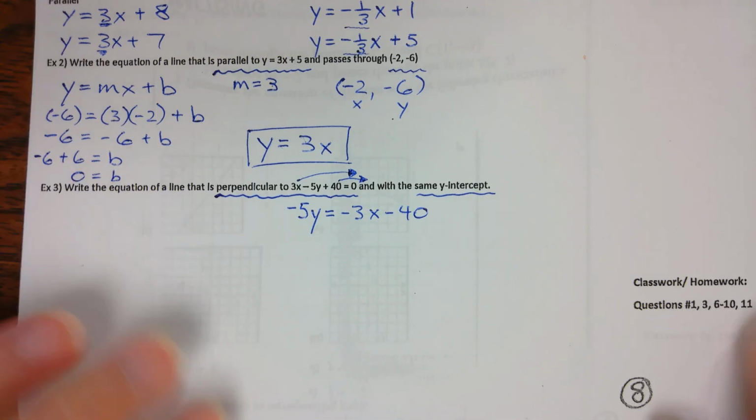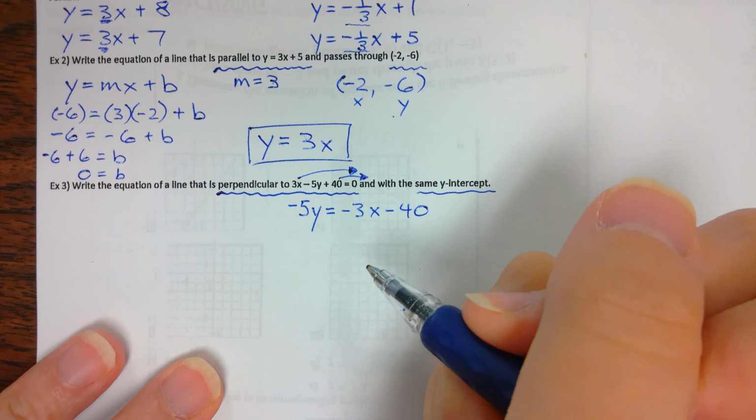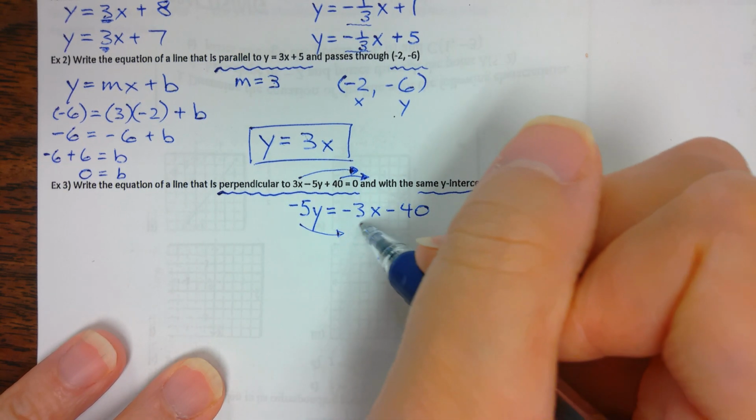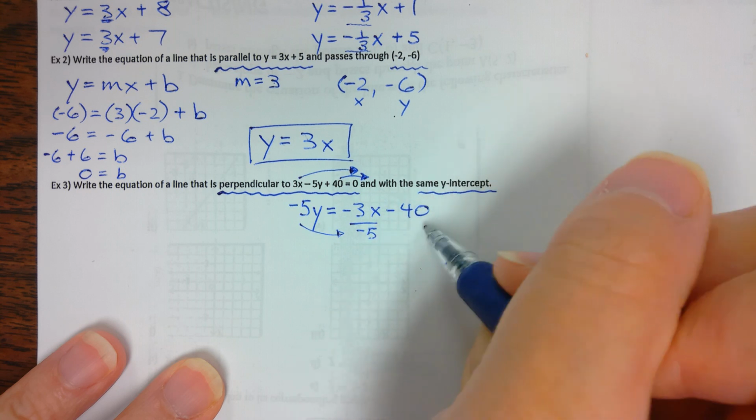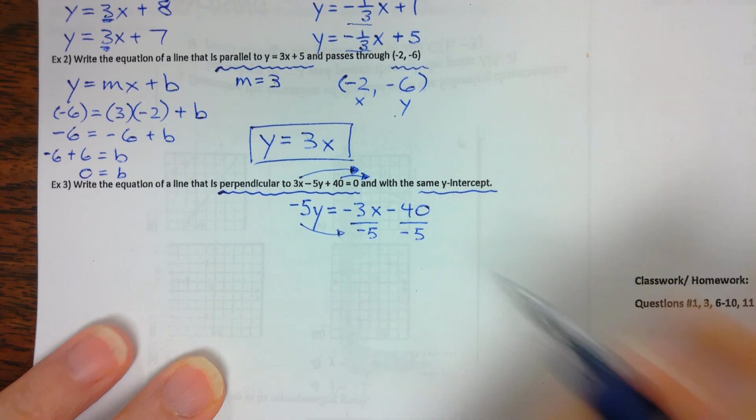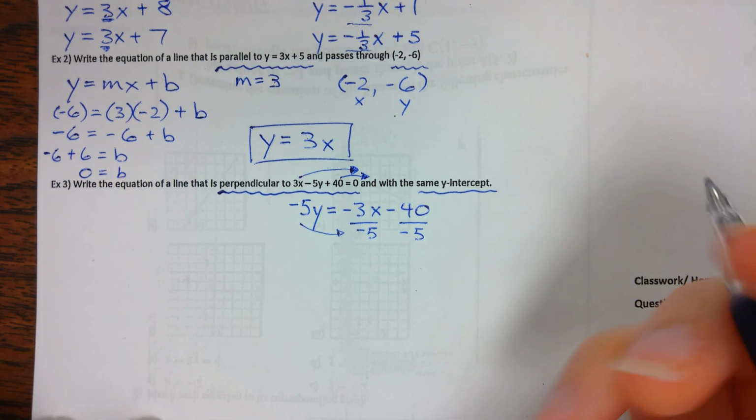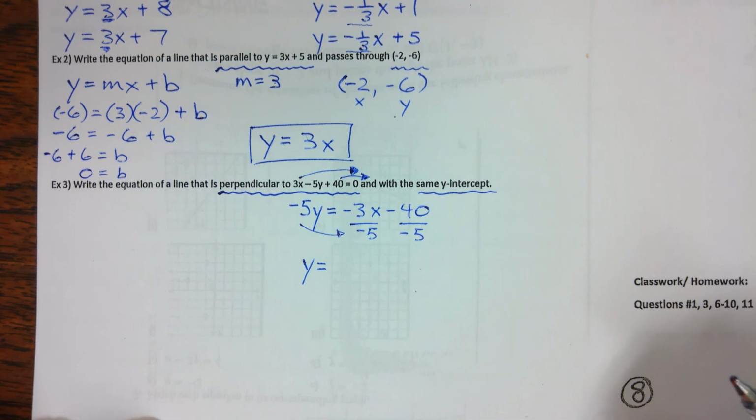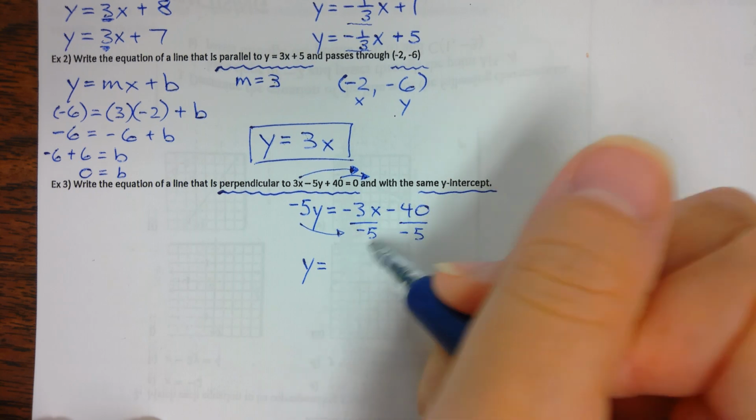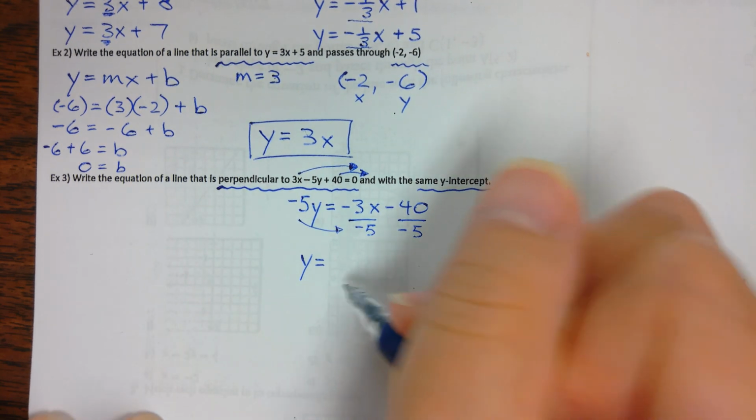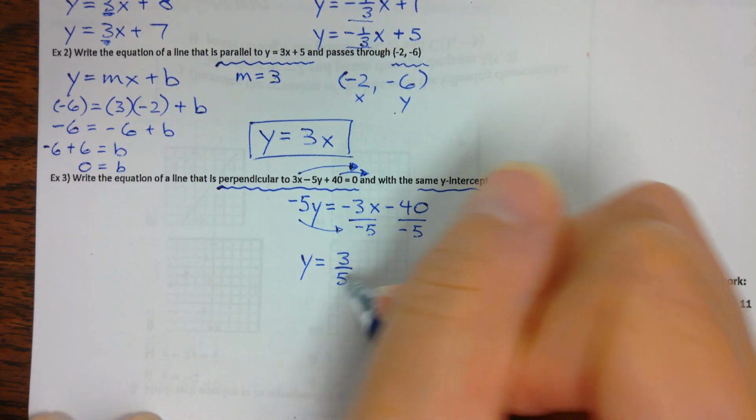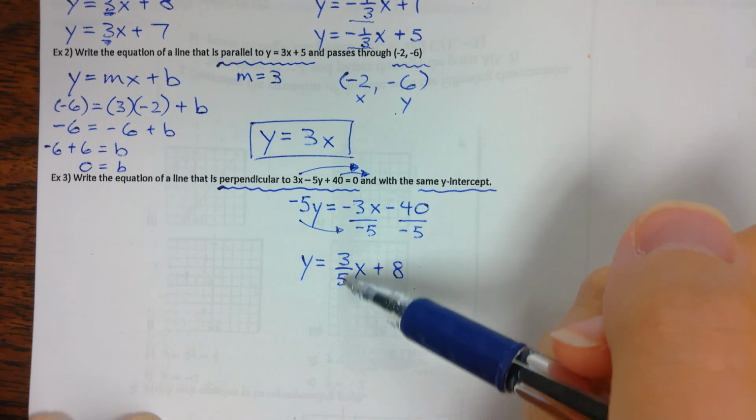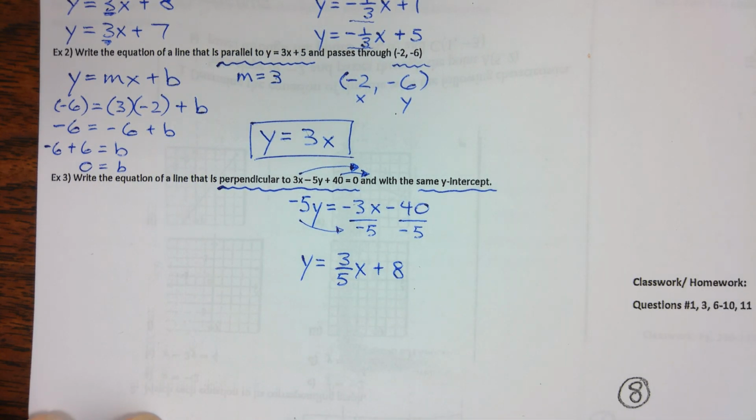Can you just add y to make it not everything? Yeah, add 5y, you could. But you'll have to divide by 5 anyway, so I just did it this way to keep the consistency. When you divide everything by negative 5, you get y equals 3 over 5x plus 8. Don't forget the signs. Negative, negative is a positive.